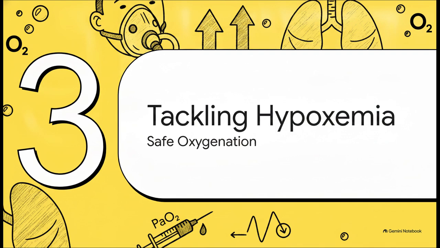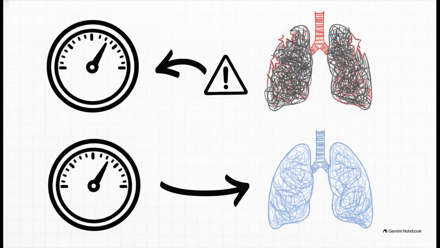Okay, Section 3, Tackling Hypoxemia. With our diagnostic framework locked in, let's look at how to safely tackle a low PaO₂. If your patient is hypoxemic, your fastest fix is cranking up the fraction of inspired oxygen, the FiO₂. It's a quick fix for sure. But, as physicians, our golden rule is do no harm. Prolonged exposure to high concentrations of oxygen actually damages pulmonary tissue and promotes oxygen toxicity. So your goal is always to use the absolute lowest FiO₂ necessary to hit a safe target oxygenation.